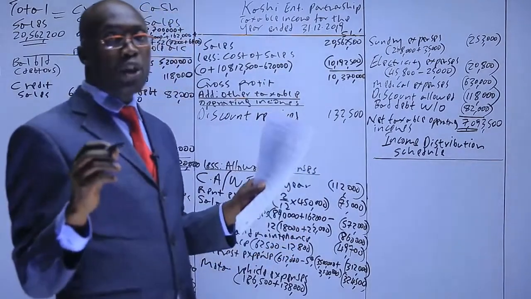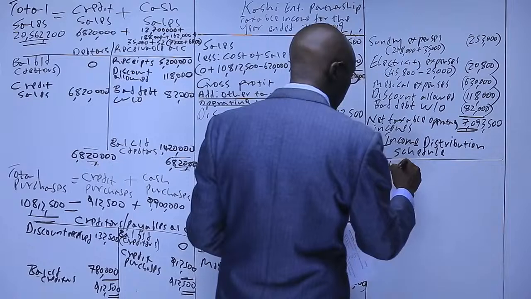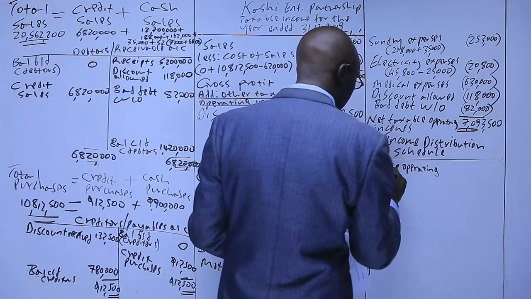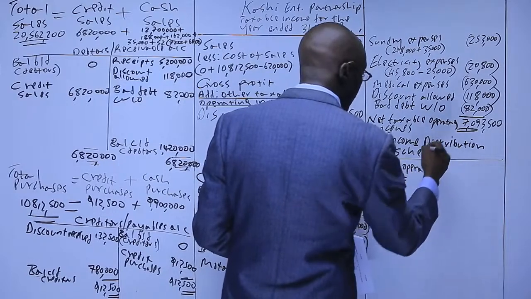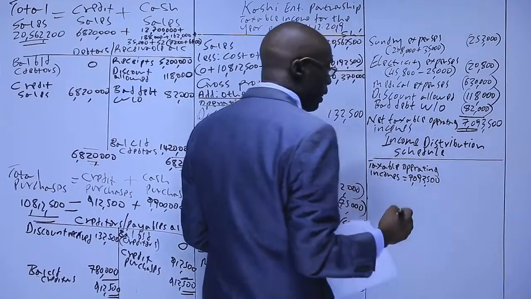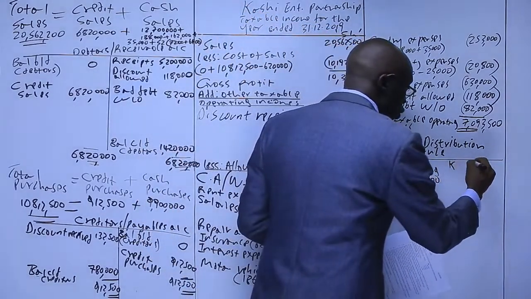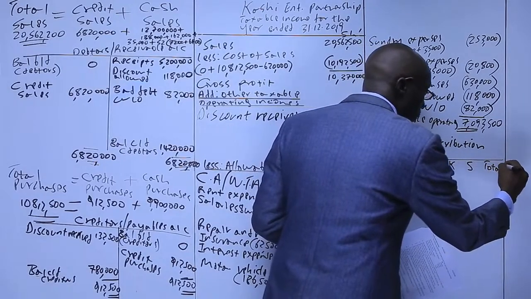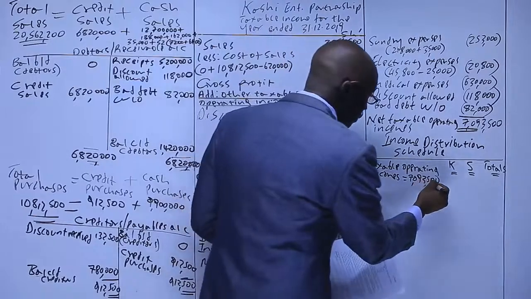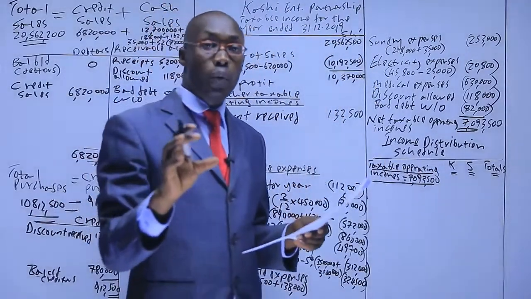We start by distributing the operating income. So we will start with taxable operating incomes, which is the one that we have determined here, 7,093,500. And then now we list the partners that we have, which we have Karimu, Shika, and now the totals.